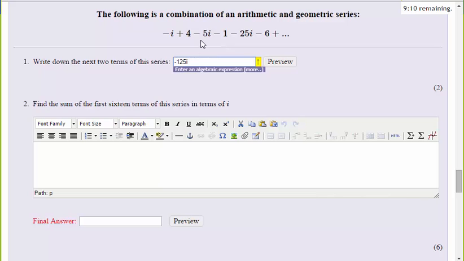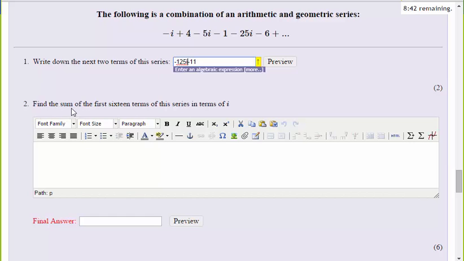Minus how much? Minus 5. So if it's negative 6, what would be the next one? Negative 11. Most people got this wrong because they just put in a comma there. Write down the next 2 terms of this series, which means there must be a plus in between, or in this case it would be a negative. Okay, so that's unnecessary, just not answering the question.